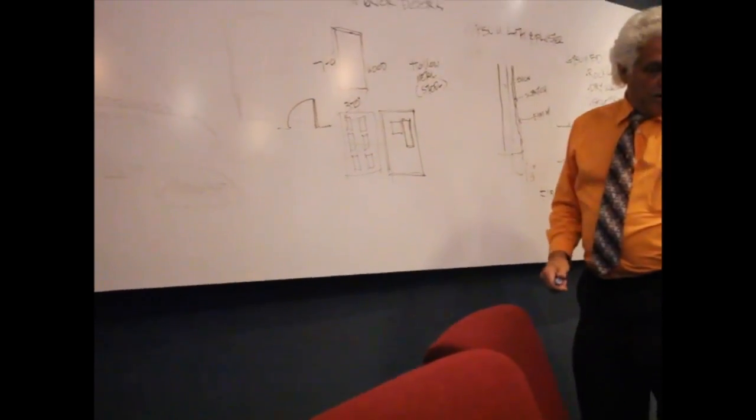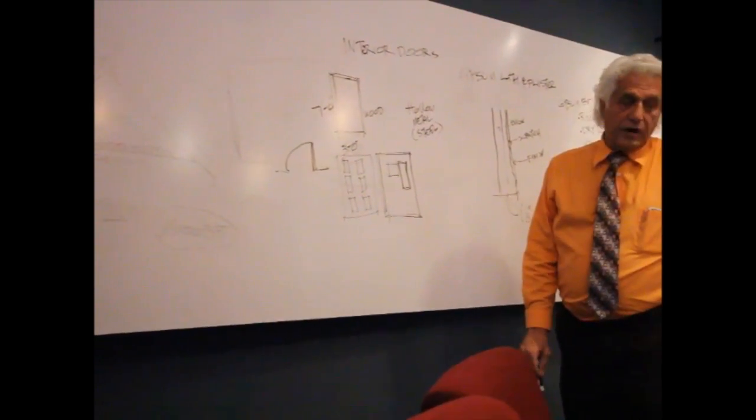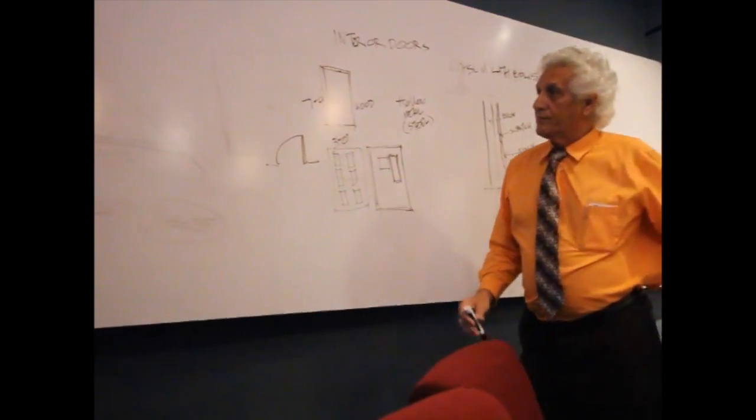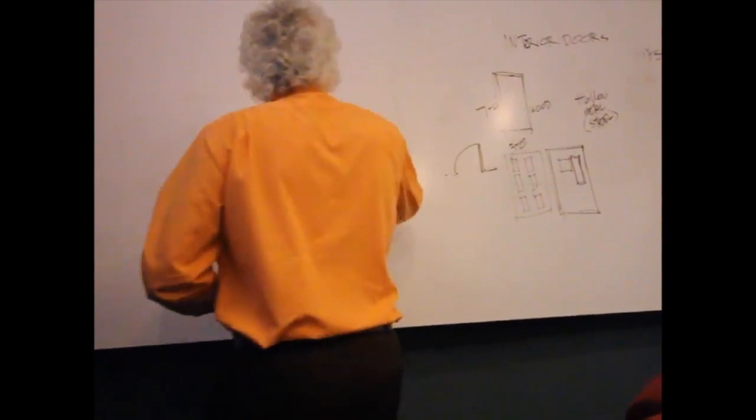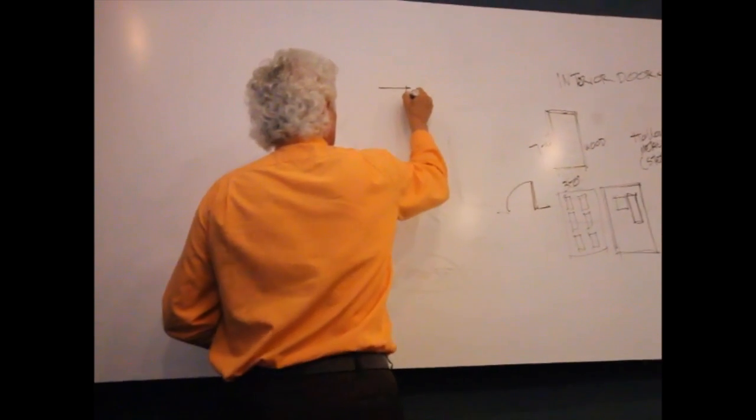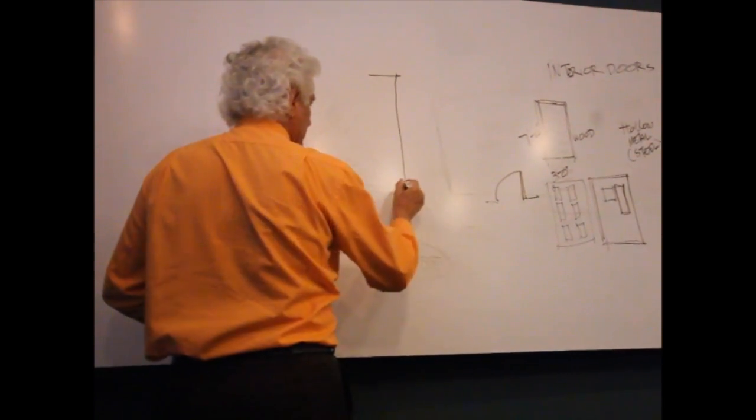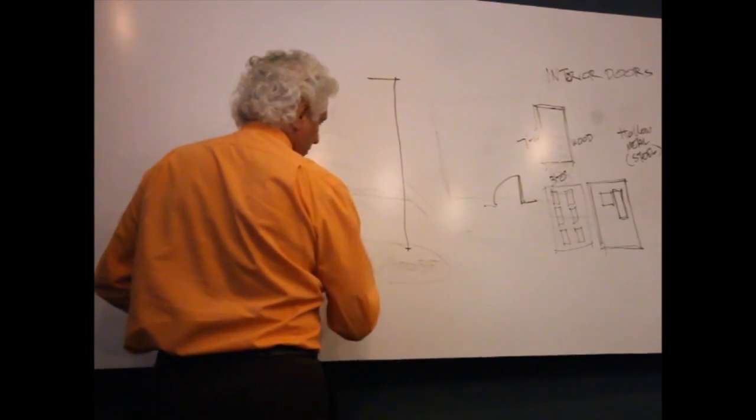Another type of wood that's found in the interior of the house is cabinets. If you look at a standard cabinet installation, it'd help if I drew it straight.